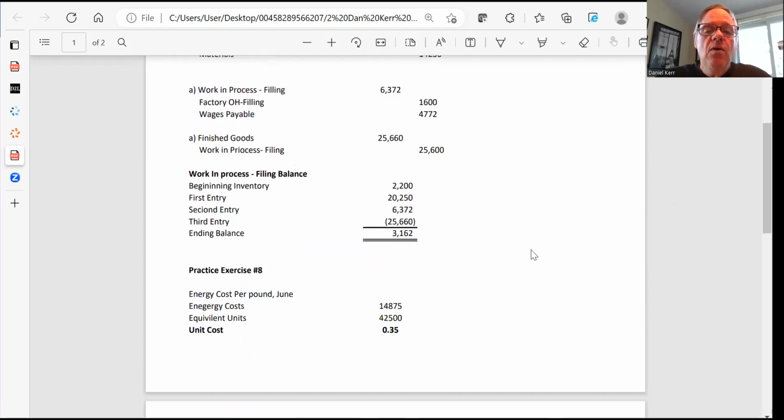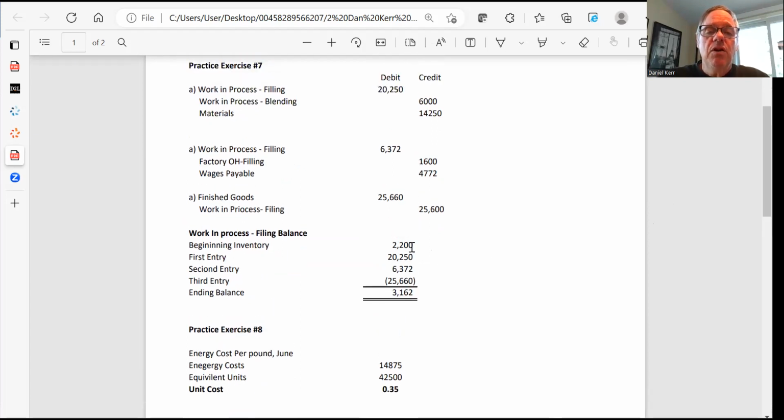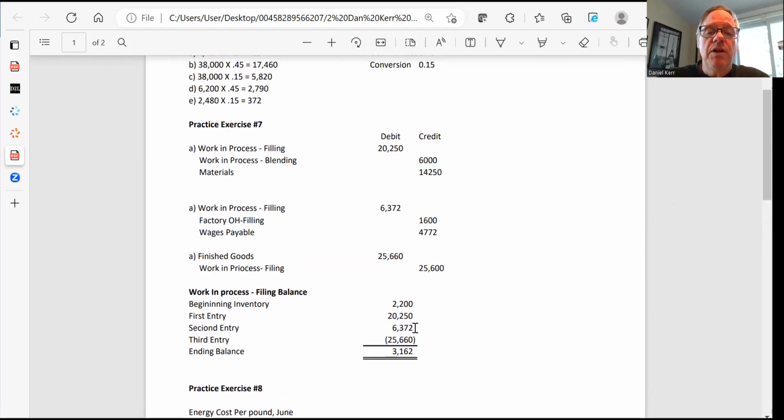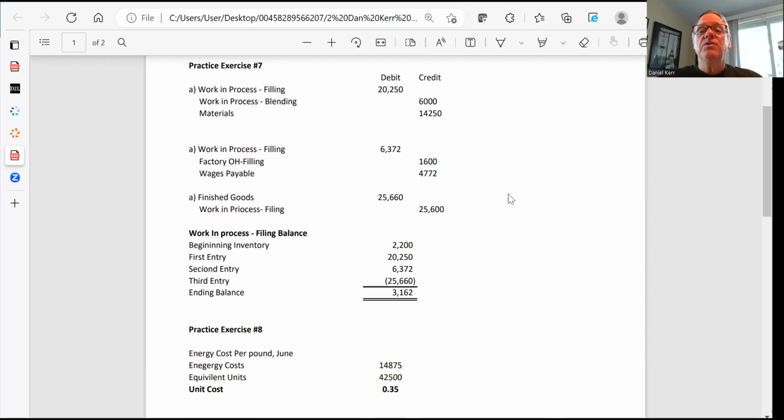And then in part B, they asked us to come up with the balance in the work in process filling department. They told us the beginning inventory was $2,200. If you look at the first entry, you had a debit to work in process of $20,250. The next entry is a debit for the conversion cost of $6,372. And in the third entry, we had a transfer out of work in process into finished goods of $25,660. Therefore, the ending balance is $3,162.